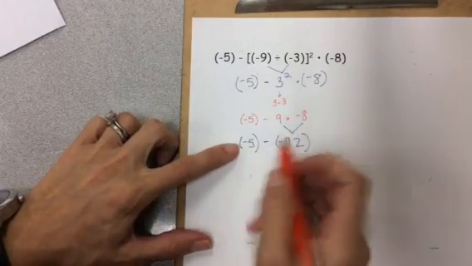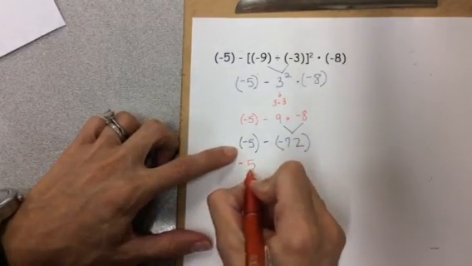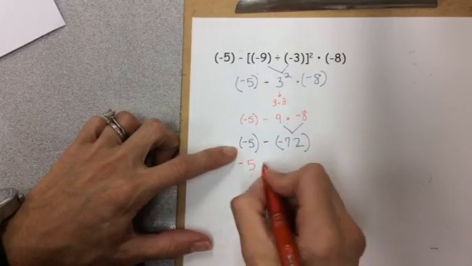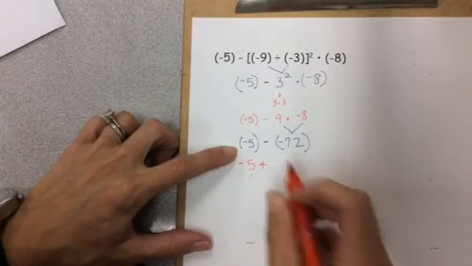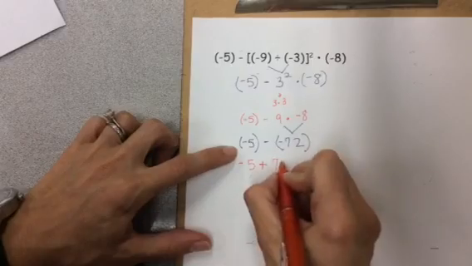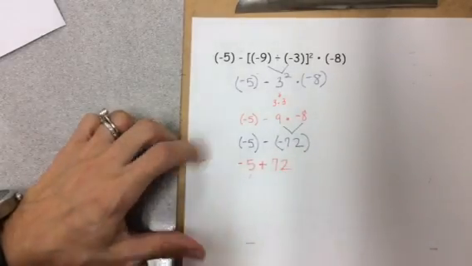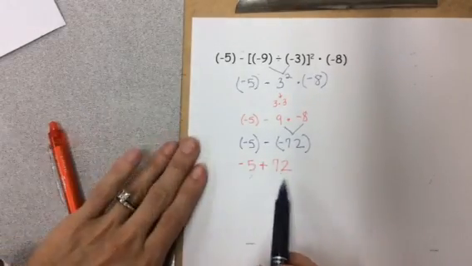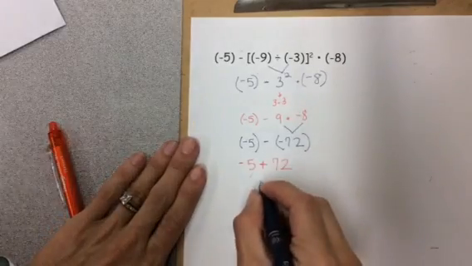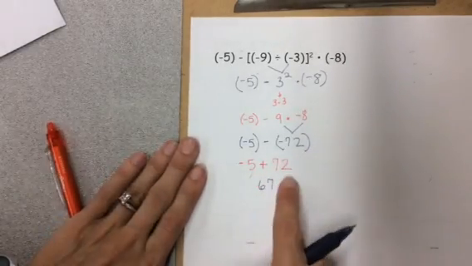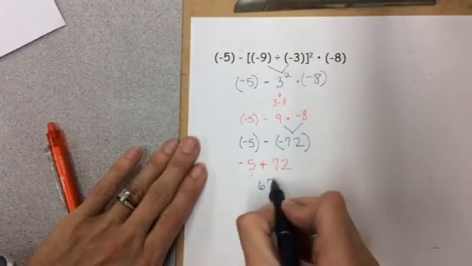So I'm going to, since I have subtraction, keep the -5 the same. Change the subtraction sign to addition. Change -72 to positive 72. Since I have two different signs, I'm going to subtract 72 and 5, which is 67, and I'm going to keep it positive because the 72 is bigger.